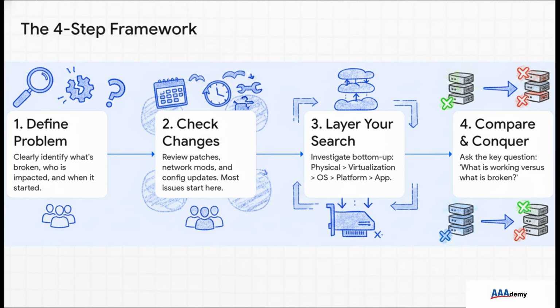Third, layer your search. You have to be methodical. Start at the physical layer and work your way up. This stops you from chasing some weird application bug when the real problem is just a bad network cable. And finally, step 4, compare and conquer. You have to ask the most powerful question in all of IT. What's working versus what's not working? This one question can narrow your search down instantly.